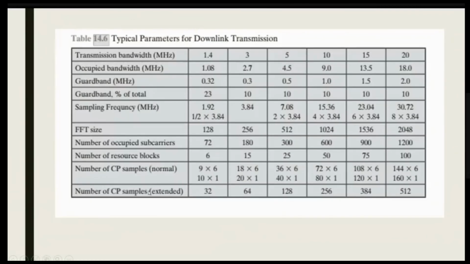These are the standard parameters which will be used in OFDM downlink transmission. Depending upon the transmission bandwidth, the different parameters vary. If it is 1.4 megahertz, these are the values of the different parameters. If the transmission bandwidth is 3 megahertz, these are the standard parameter values. This is for 5 megahertz, 10 megahertz, 15 megahertz, and 20 megahertz.